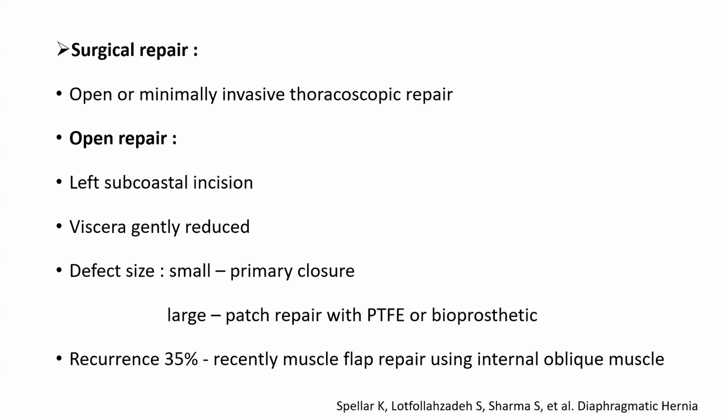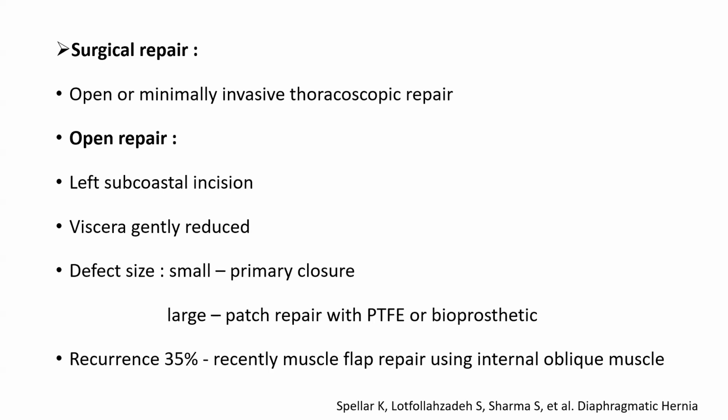And recurrence after congenital diaphragmatic hernia repair can be as high as 35% if a patch was necessary. Therefore, most recently, muscle flap repair is done using the internal oblique muscle flap, which has been shown to reduce the recurrence rates to as low as 4%.